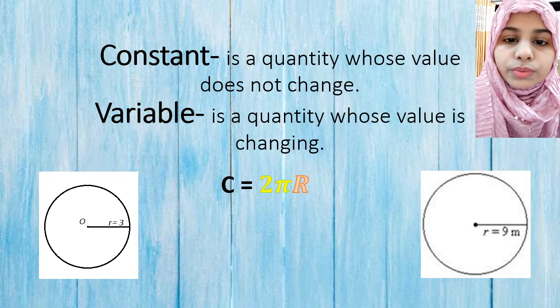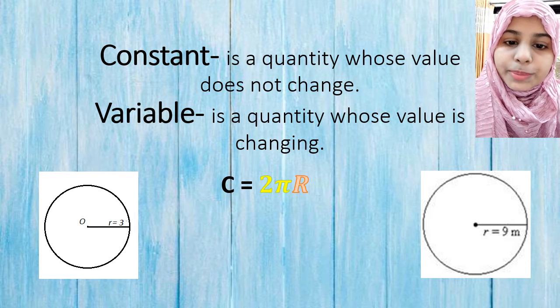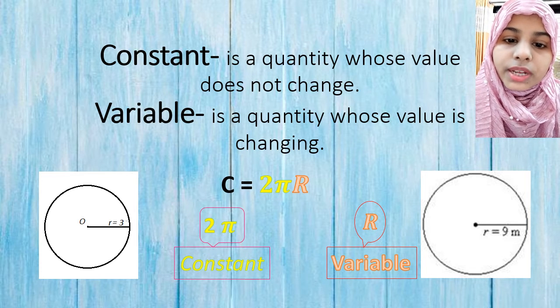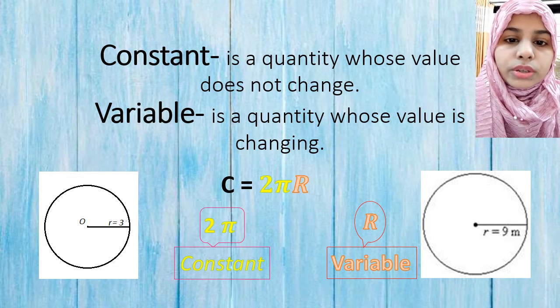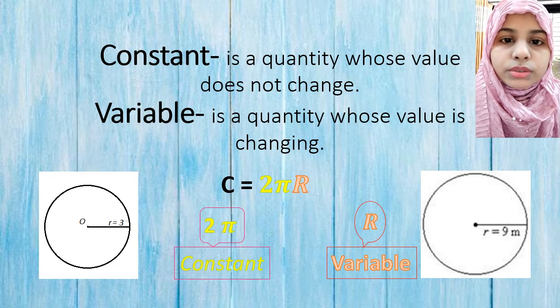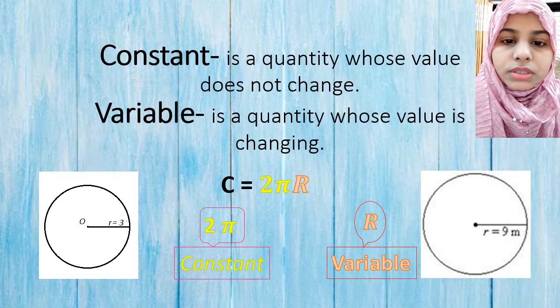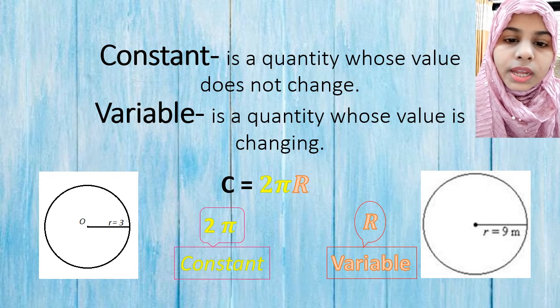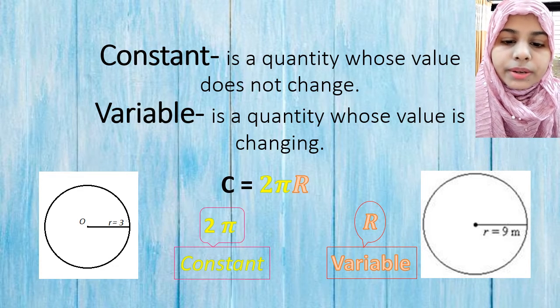So what we can see, the variable changes, that is, the radius may change, but the constant is pi, so pi will not change. And the value of 2 will remain 2. We cannot substitute anything else in place of 2. So in this example, the constant is 2π and the variable is r.